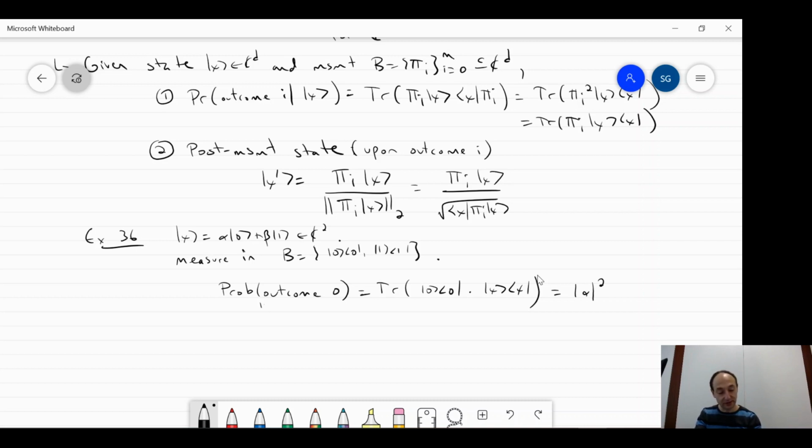And same thing if I say probability of outcome 1, then here you'd get beta squared. So in this sense, of course, the larger the magnitude of the complex number in front of 0 or 1, the more likely you are to see that outcome when you measure in the standard basis.